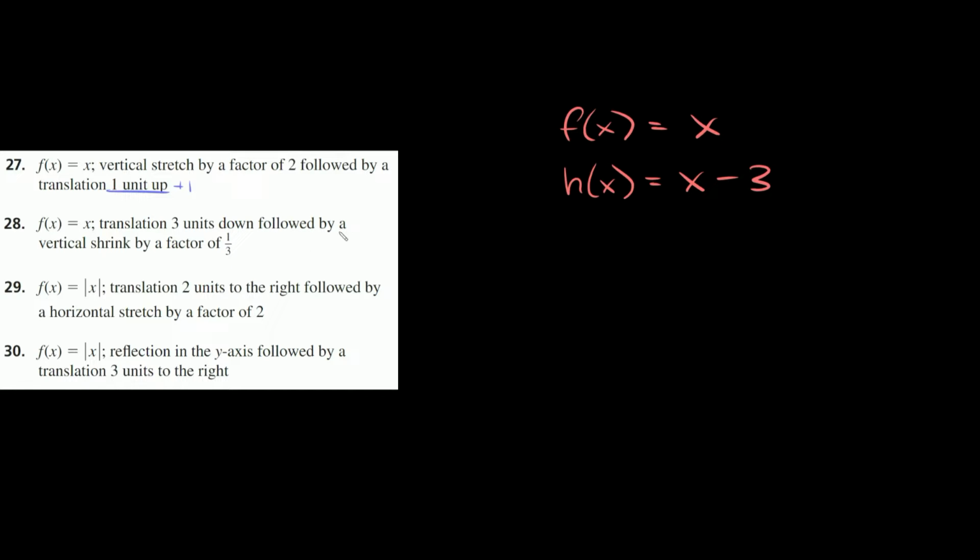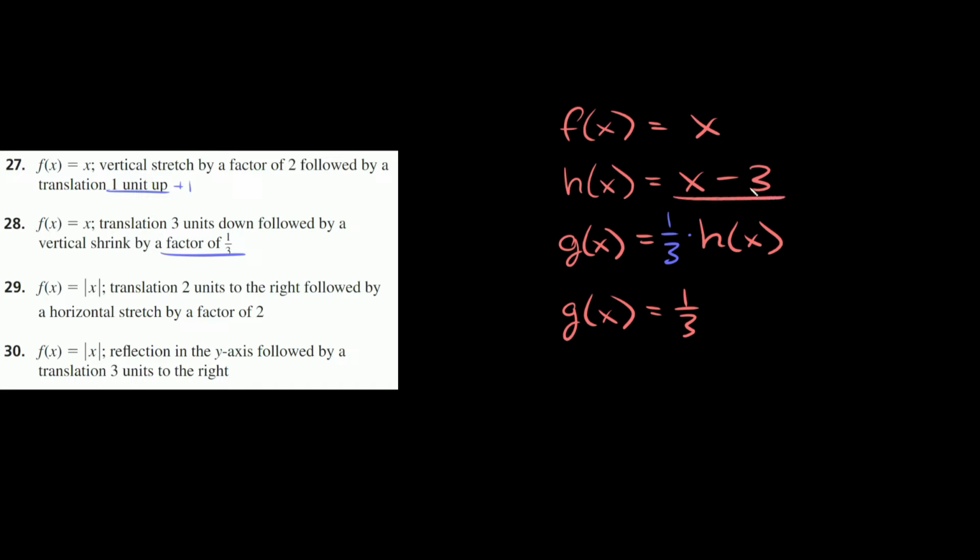And then, followed by a vertical shrink by a factor of 1/3. Again, whenever we have a vertical stretch or shrink, we're just going to multiply our whole function by this factor right here, so 1/3. So then g of x is going to be equal to our function h of x, and we're multiplying the whole function by this factor. So it's going to be 1/3 times h of x. Here g of x is equal to 1/3 times this function right here, x minus 3.